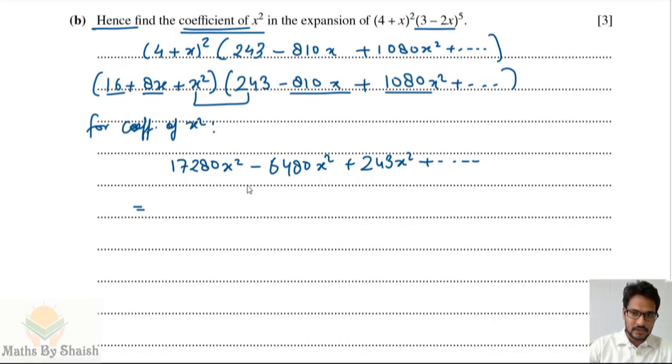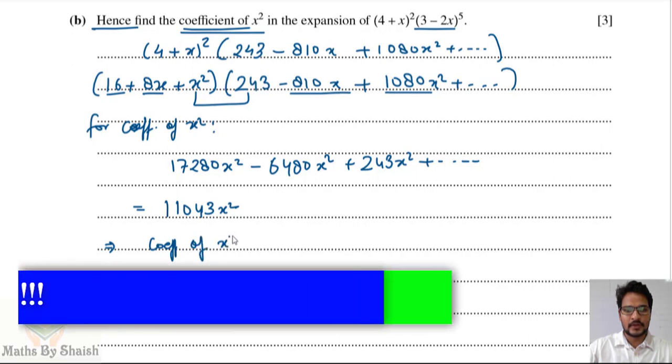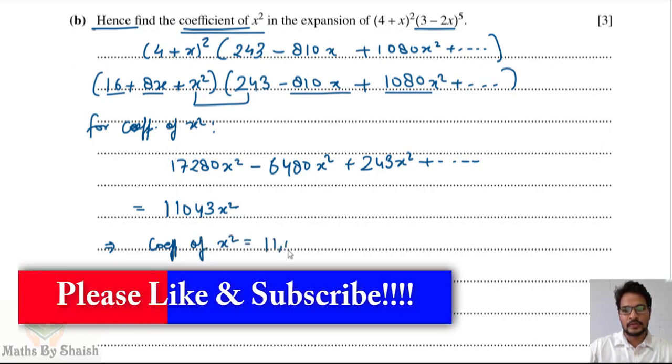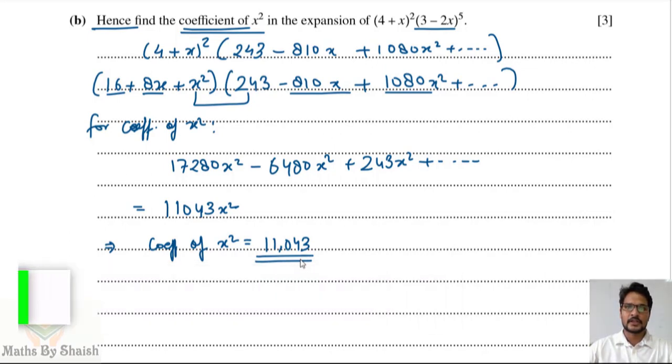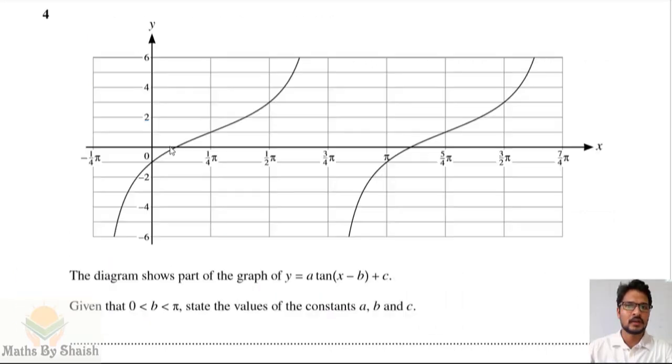So it is 17280 minus 6480 plus 243, and this is coming 11,043x square. So it means the coefficient of x square is 11043. That's the coefficient of x square in this expansion.